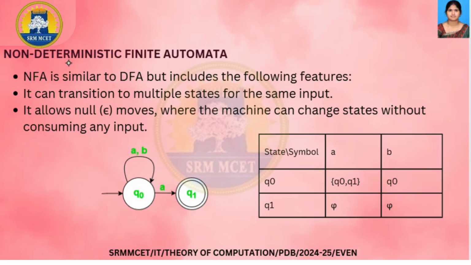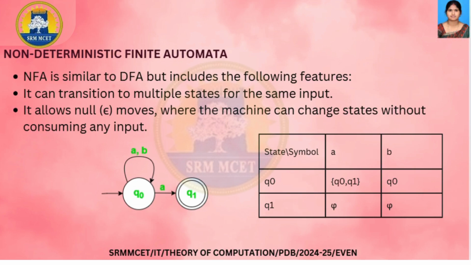Let's see about non-deterministic finite automata. An NFA is very similar to a DFA, with the following additional features. First, it can transition to multiple states for the same input. While moving with a DFA, a single state using a single input has a transition to only one state.